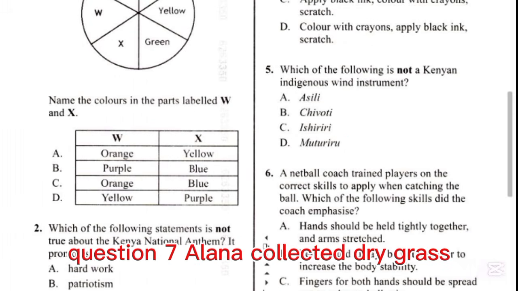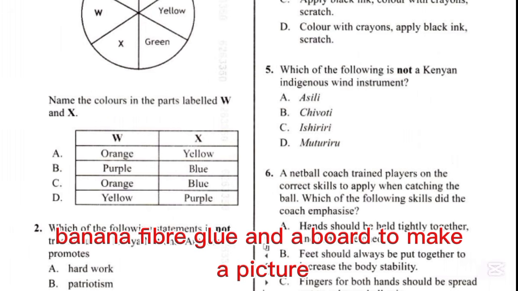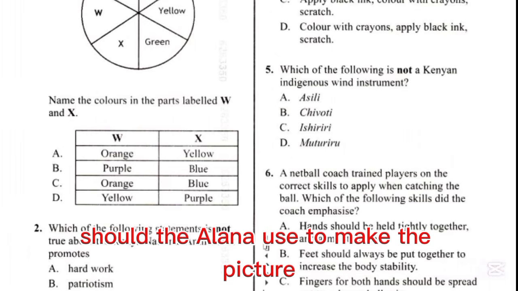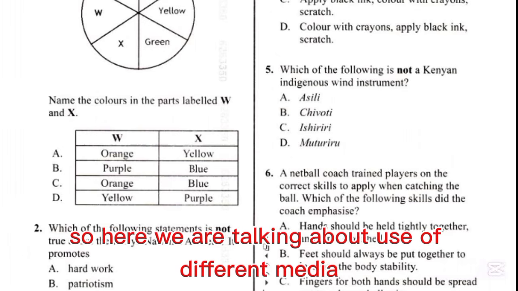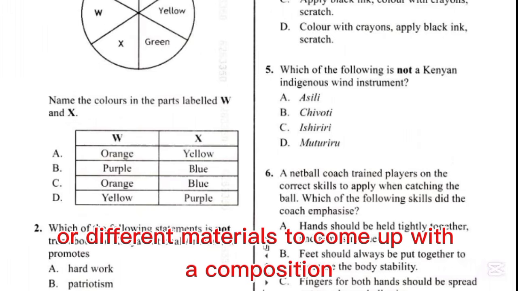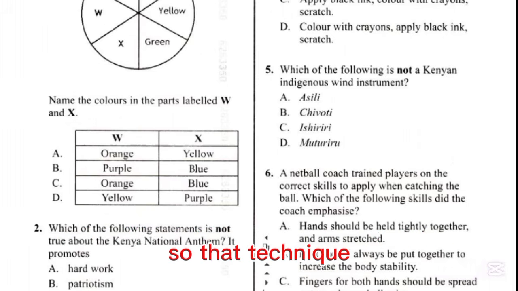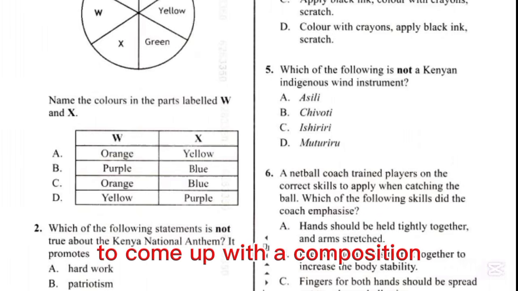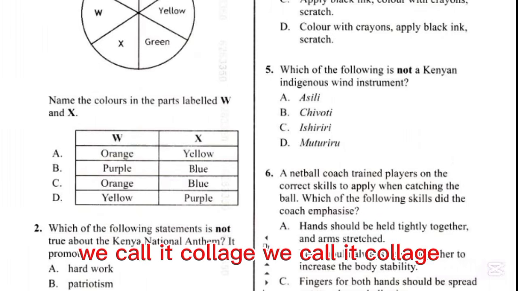Question 7. Alana collected dry grass, banana fiber, glue, and a board to make a picture. Which of the following techniques should the learner use to make the picture? So here we are talking about the use of different media or different materials to come up with a composition. That technique where we use different types of materials to come up with a composition, we call it collage.